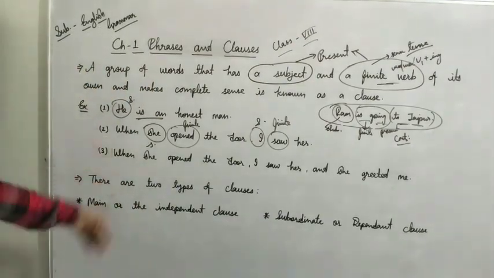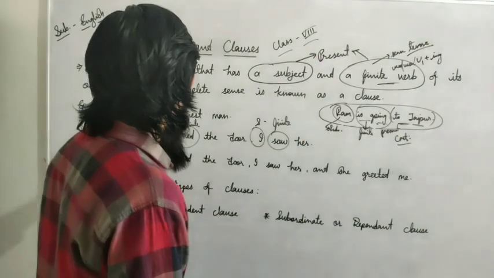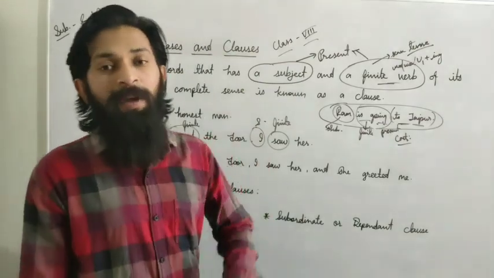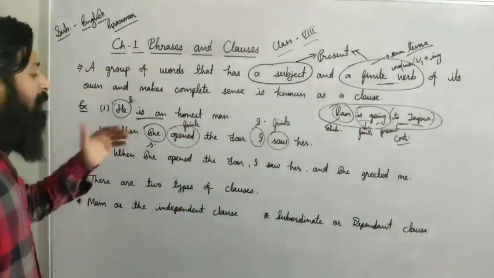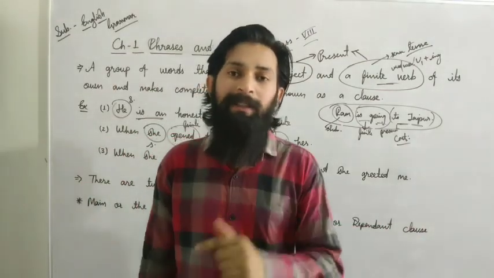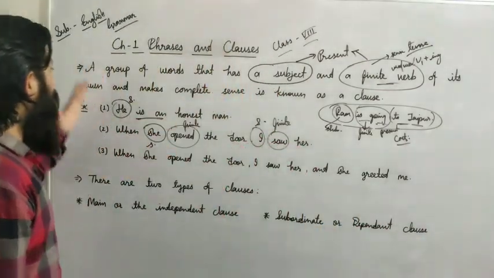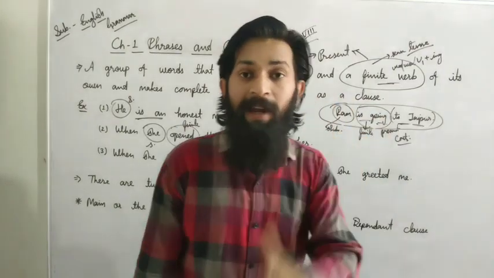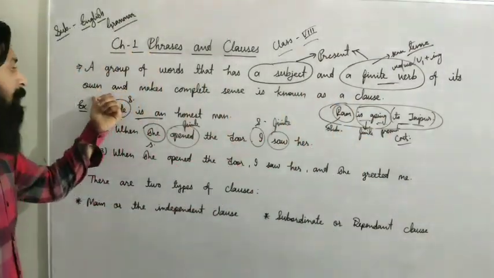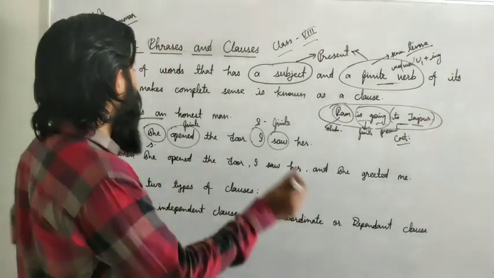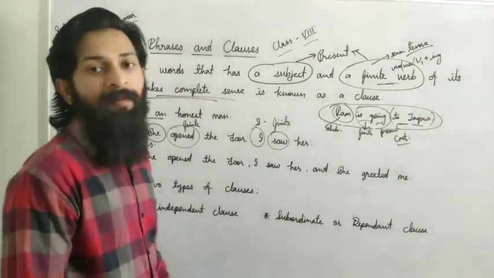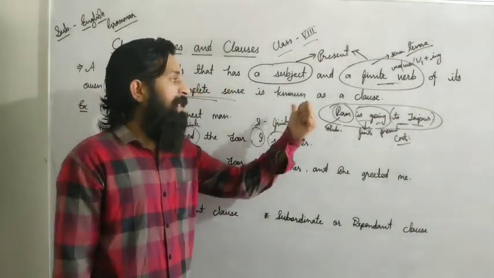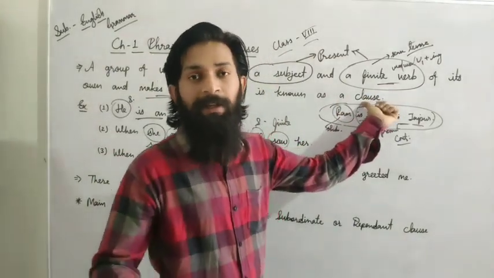Dear students, we can say that a clause may have one subject and one finite verb, maybe two subjects and two finite verbs, maybe three subjects and three finite verbs. All that we will discuss later, but at first I am going to revise the definition. A group of words that has a subject and a finite verb of its own and makes complete sense. Dear students, this is the main portion. If you have a subject, a finite verb, and it gives complete sense, then we can say that it is a clause. Otherwise we couldn't say.